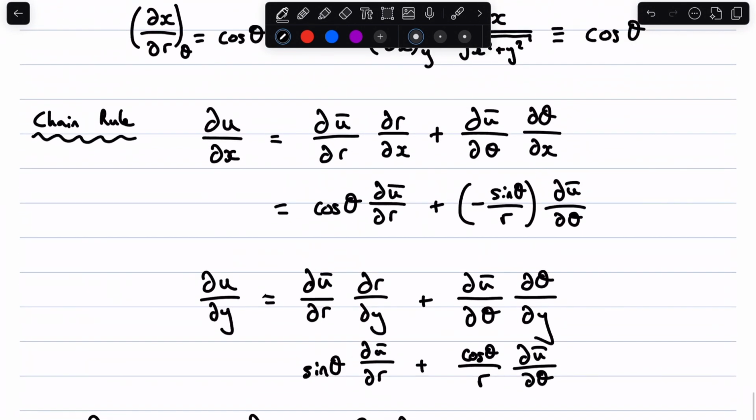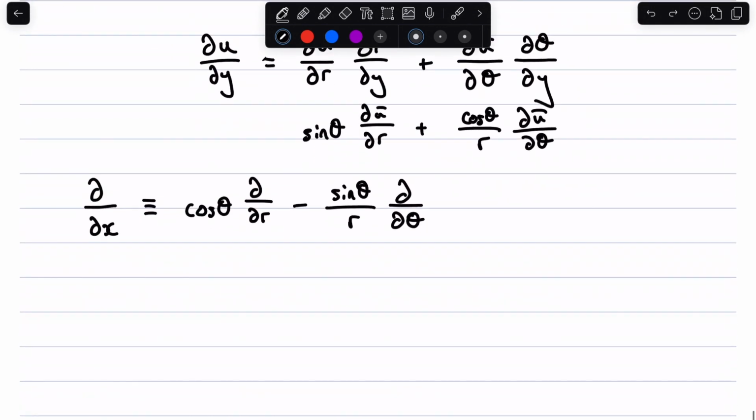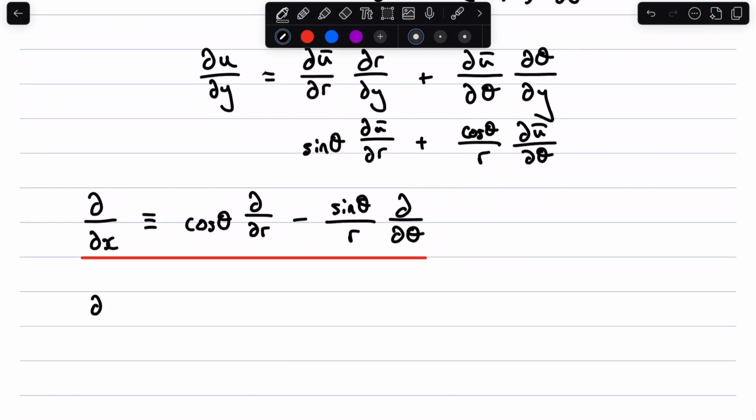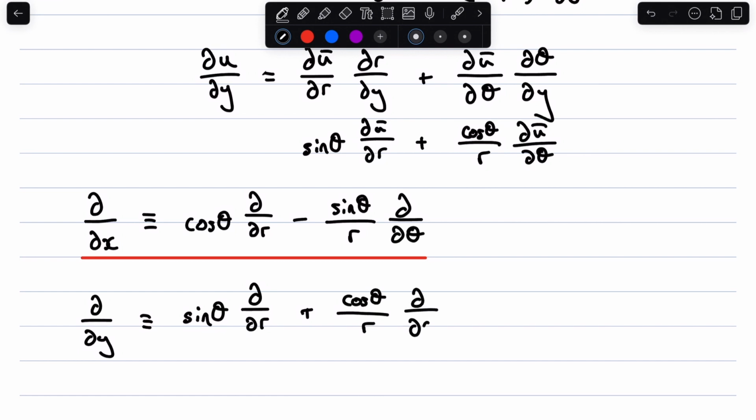And you can see all I've done there is just take out the u bar and the u for the partial du by dx. And then we can also do the same thing for partial du by dy, and we'd get partial d by dy is always equal to sine theta partial d by dr plus cos theta over r d by d theta. And these are known as our partial differential operators.